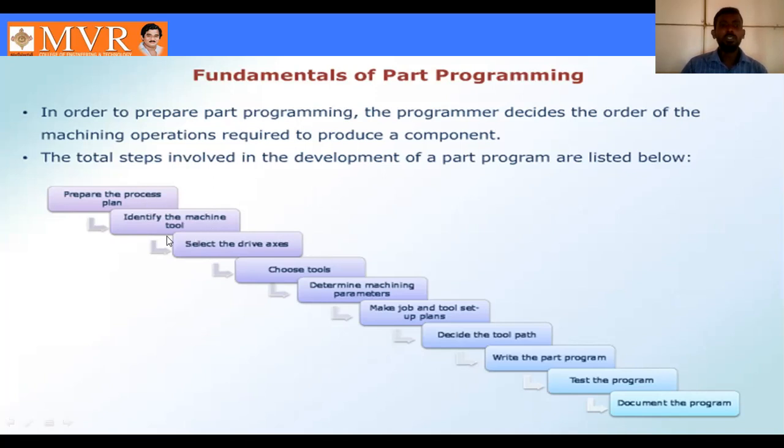First of all, we make the plan. The plan is nothing but the objective, and based on the objective we choose the tool. In this production, which tool can we use? First we identify the tool. The next step is to select the drive axis. We have three types of axis. Multi-axis spindles, NC machines, and CNC machines we can also see.